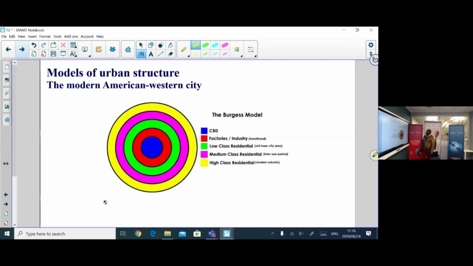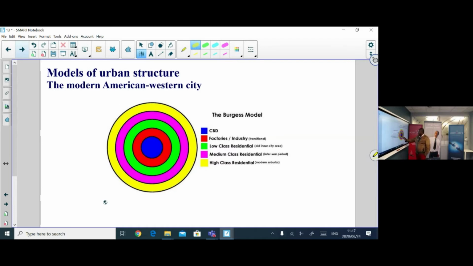Now let's look at this diagram that shows the Burgess model. In the inner center, where we've got blue, you can see we've got our key here that tells us what is meant by the different rings. The center is the CBD, that is the Central Business District.